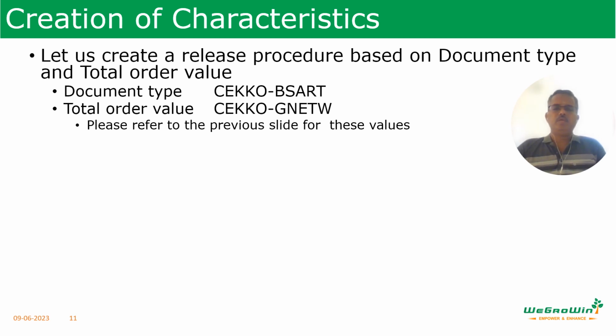Now we need to create the release procedure based on the document type and the order value for this particular session. So what are the things we need to consider? The document type is from the structure CEKKO and the field name is BSART. Similarly, for order value, the structure name is CEKKO and the table field name is GNETW. For these, please refer to the previous slide, as they are already indicated there.